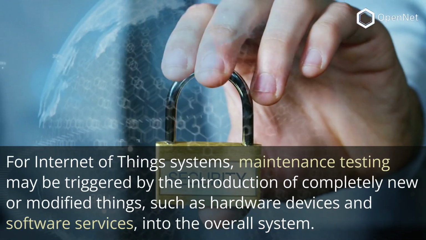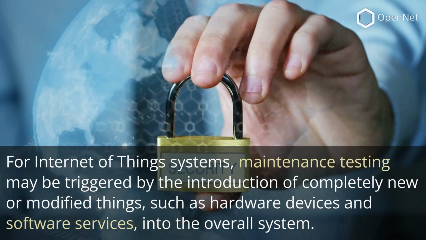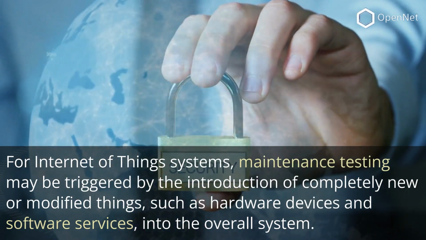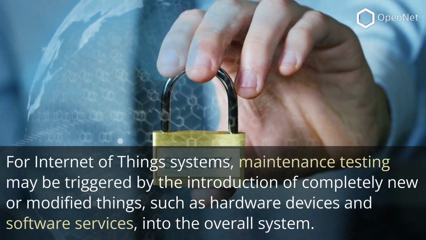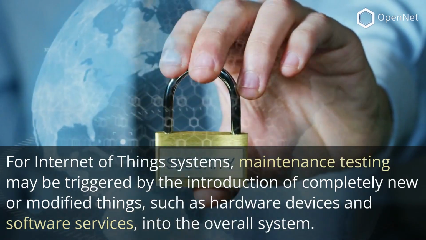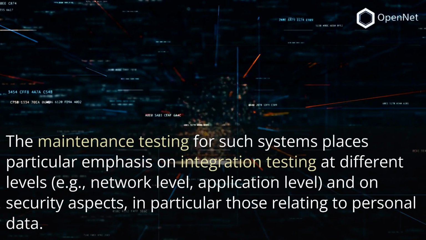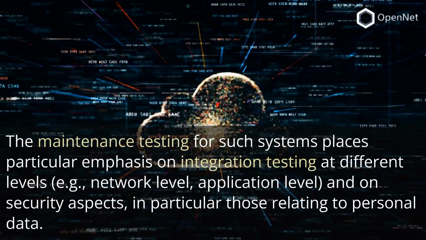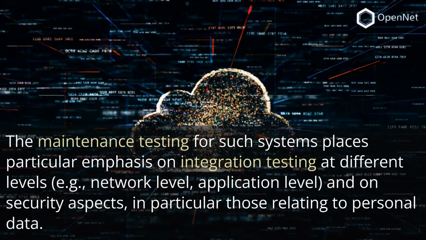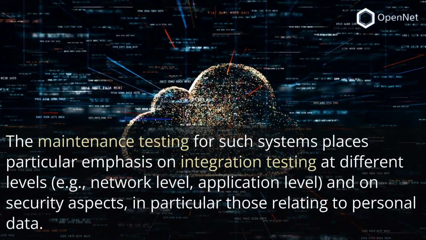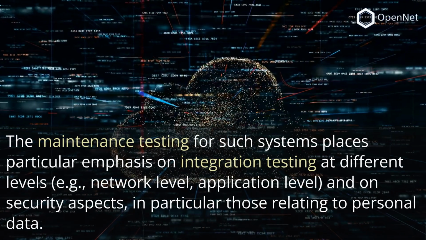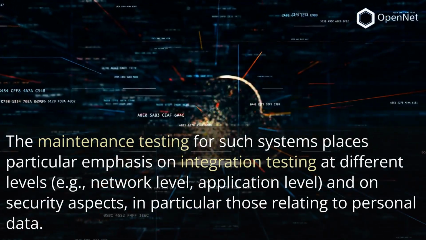For Internet of Things systems, maintenance testing may be triggered by the introduction of completely new or modified things, such as hardware devices and software services, into the overall system. The maintenance testing for such systems places particular emphasis on integration testing at different levels, e.g., network level, application level, and on security aspects, in particular those relating to personal data.